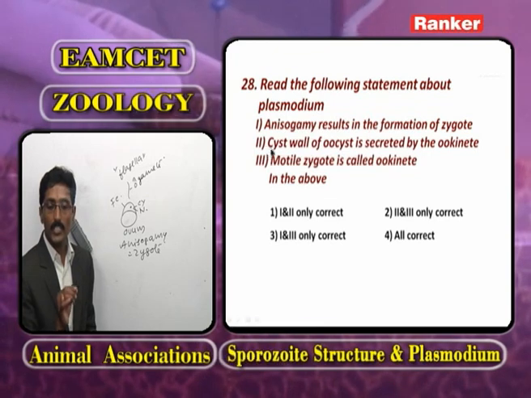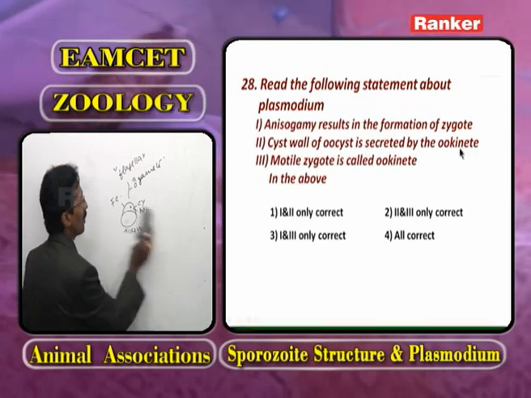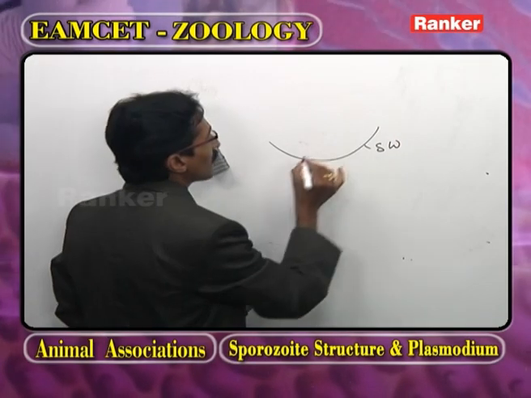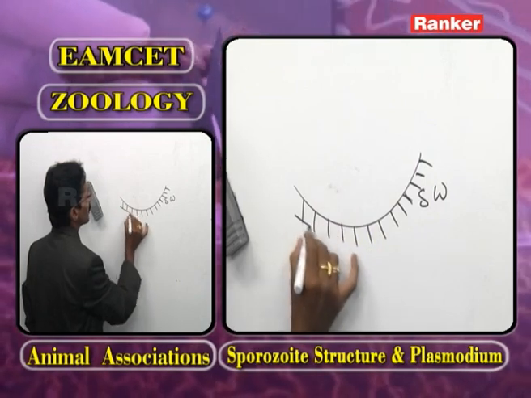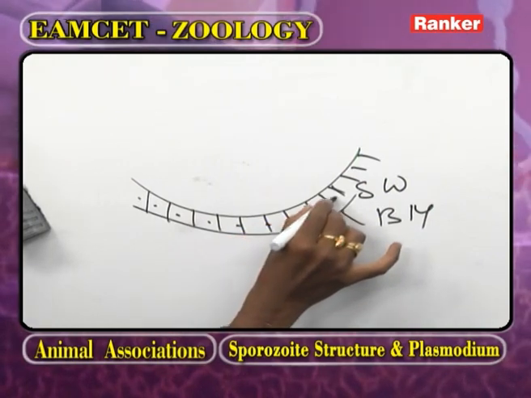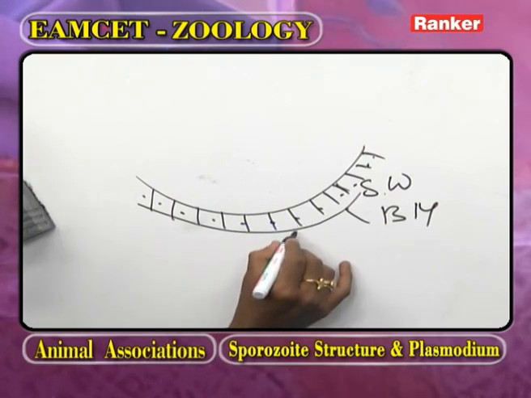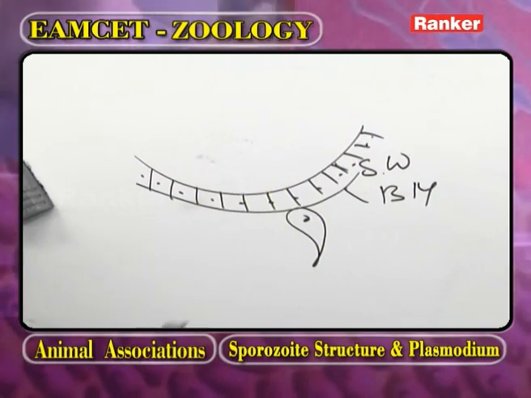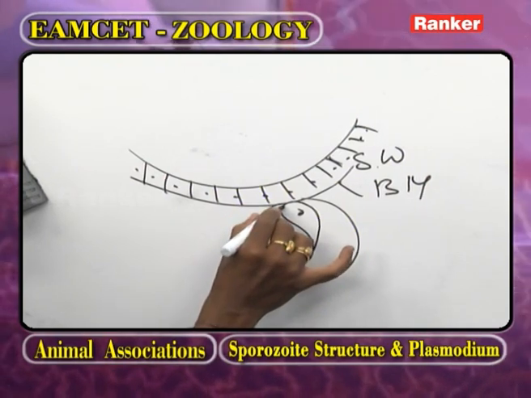Second, the cyst wall of oocyst is secreted by ookinete. Now this one we call the stomach wall of the mosquito, and this one we call the basement membrane. The stomach wall is lined by the basement membrane. Below the basement membrane the ookinete settles. Now the ookinete undergoes encystment. It develops a cyst around its body.